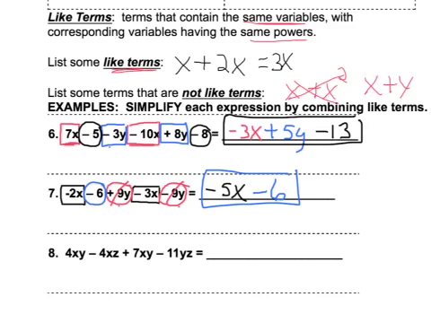Write it down. 4xy minus 4xz plus 7xy minus 11yz. Notice these have two variables in them. So in order to combine them, you have to have the same variables with the same power. So I'm looking for a 4xy, and I see that there's one other expression that has an x and a y in it. So I'm going to combine them. 4xy plus 7xy, that makes 11xy.